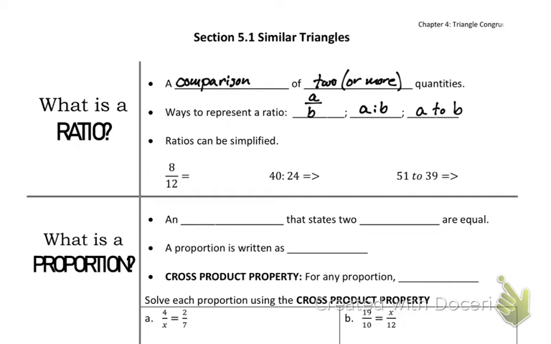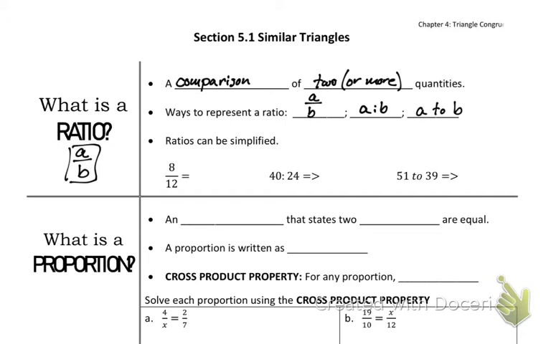Now, note in math, more commonly than not, we're going to go ahead and use that fraction one. So when I think of the word ratio, I think of a fraction. I think A over B. That's what I think of when I hear the word ratio.